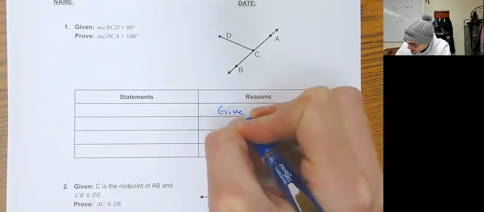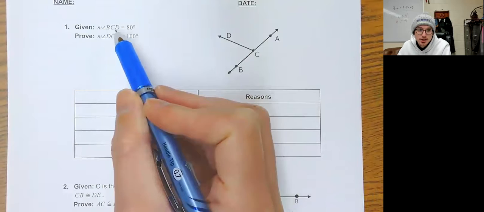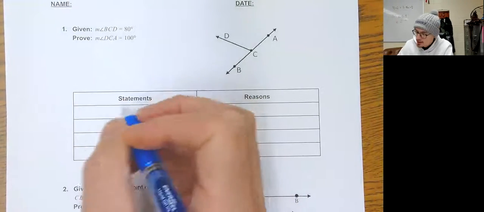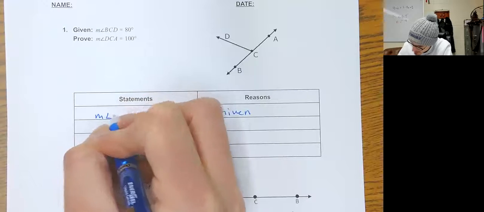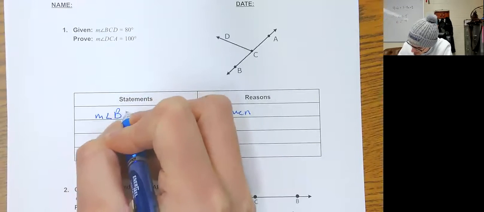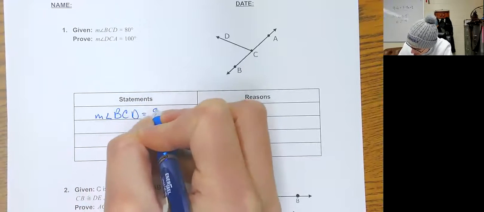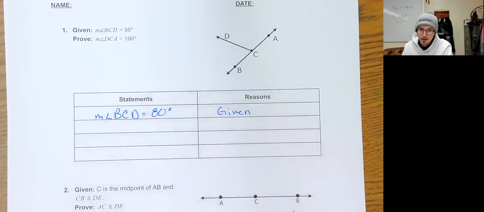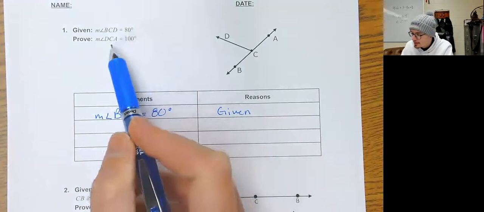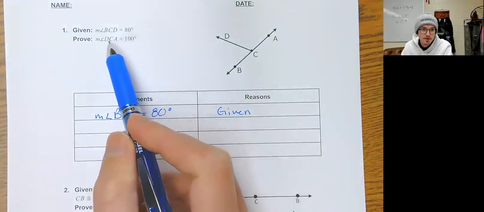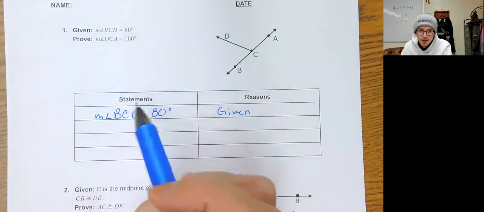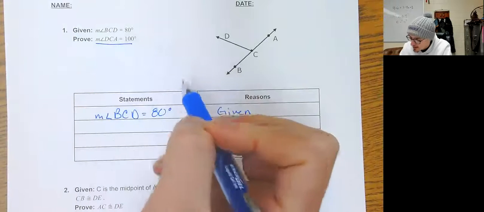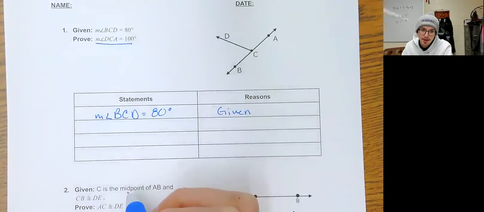And we will be given that the measure of angle BCD equals 80 degrees. M stands for measure and the symbol stands for angle. All right. Now what we want to prove is that the measure of angle DCA is equal to 100 degrees. This is what we want at the very end. At the very bottom left corner, we are going to want that.